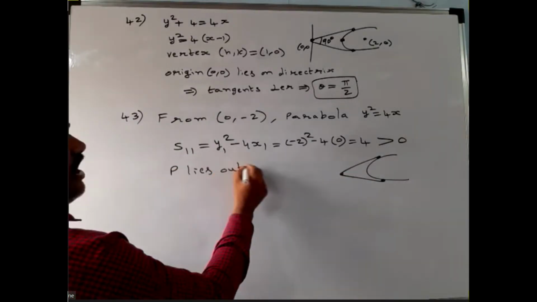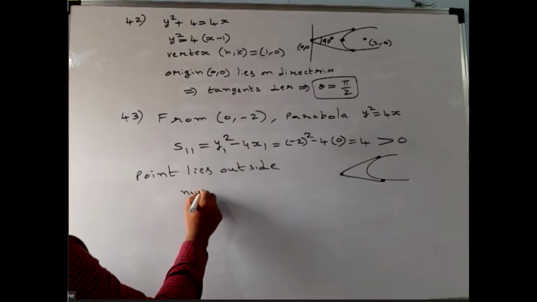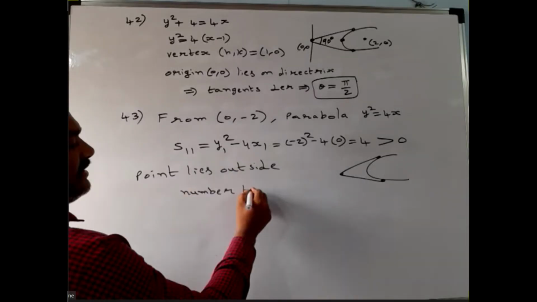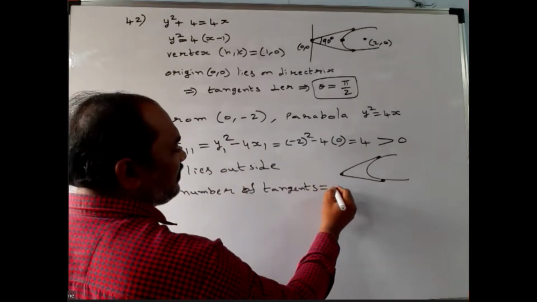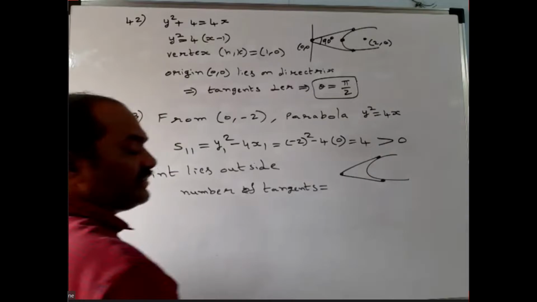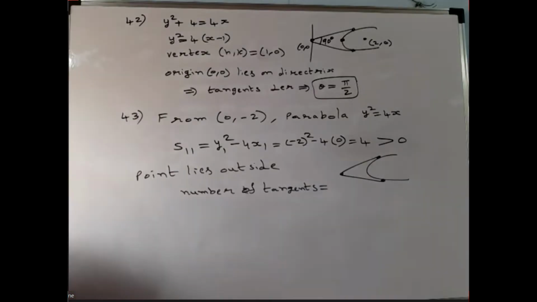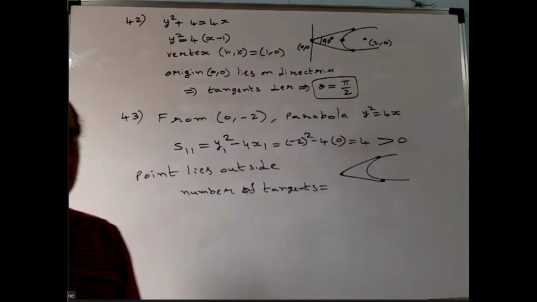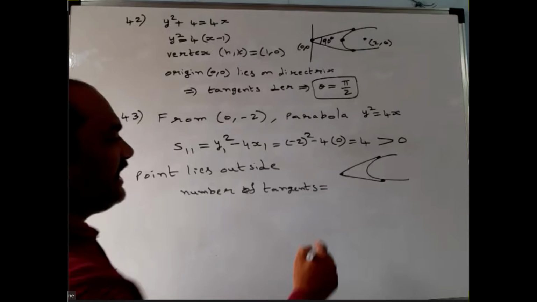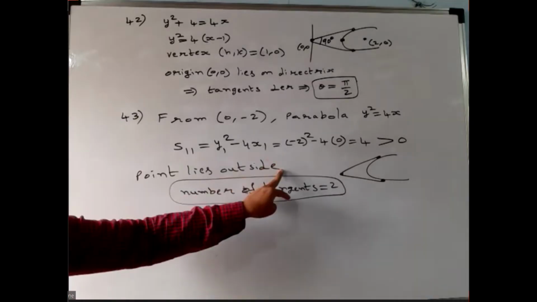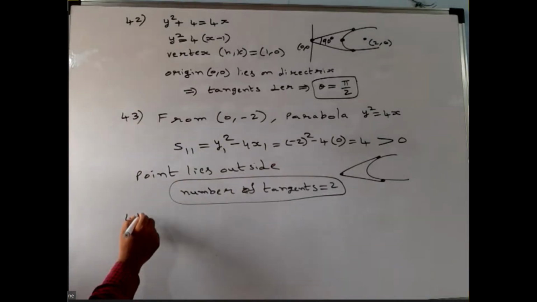Come on, speak up. Number of tangents is equal to 2, sir. Very good. Shabash. Completed question 43, a simple question. The point is outside, so the number of tangents is equal to 2. Next, what about 44?